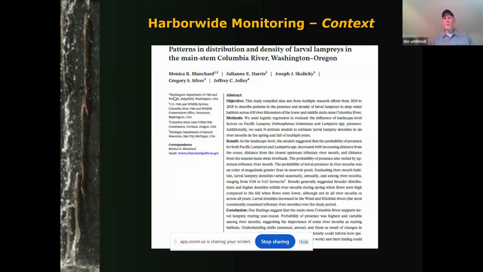So again, one last thing about context that I thought was relevant. Some folks that we work with have published some stuff, and a lot of what we think about is there's a ton of seasonal, annual, and density-related variance. So it's really important to keep that in mind as folks think about how to interpret all of this.